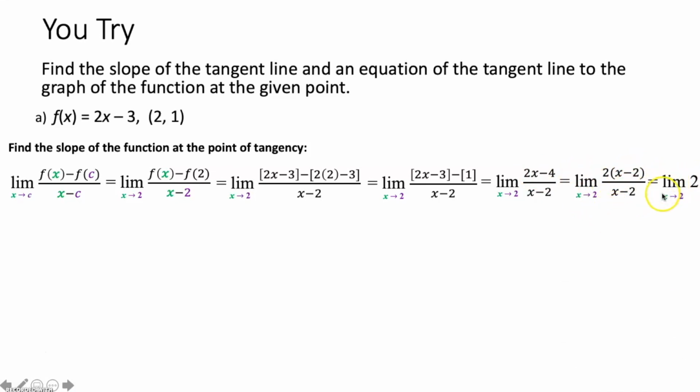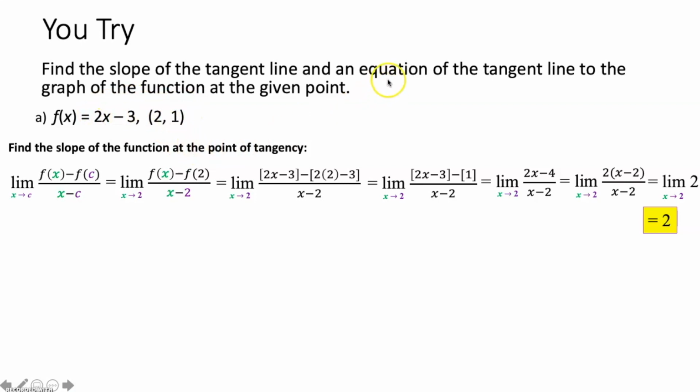So when you take the limit as x approaches 2 of a number, when you take the limit as x approaches anything of a number, it's just going to be equal to that number. So it's going to be equal to 2. So what have we just found? We just found the slope of the tangent line to this function at this given point. We found the derivative of this function at this given point. We found the instantaneous rate of change of this function at this given point.